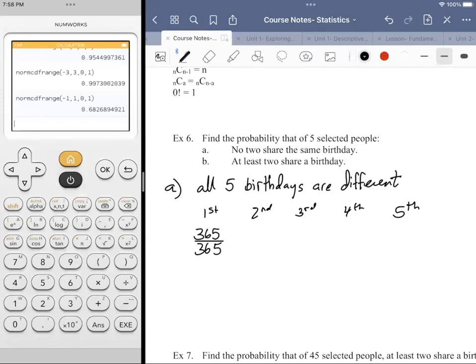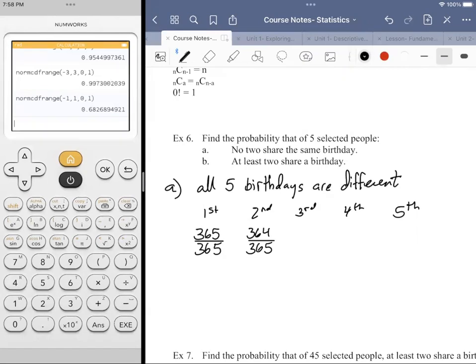The second person can be born on any day except for the day that the first person was born on. Let's say the first person was born on January 1st. That means the second person could be born on any day but January 1st, which means that person has 364 possibilities out of the 365 available overall.